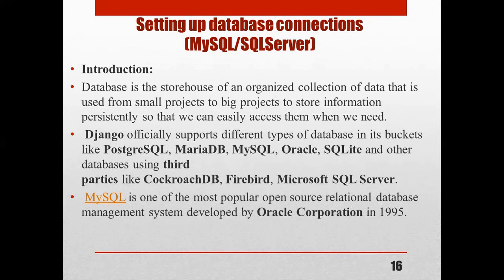Django supports different types of databases like PostgreSQL, MariaDB, MySQL, Oracle, SQLite, and some other databases using third parties like CockroachDB, Firebird, and Microsoft SQL Server. From these, MySQL is one of the most popular open source relational database management systems, developed by Oracle Corporation in 1995.